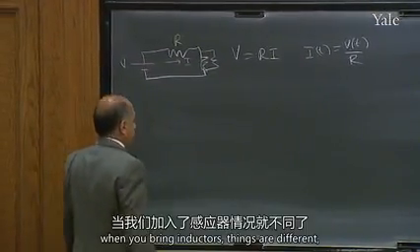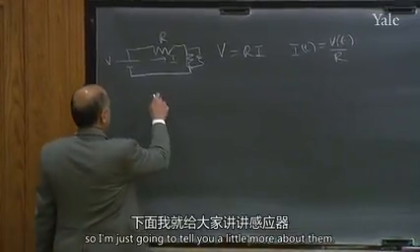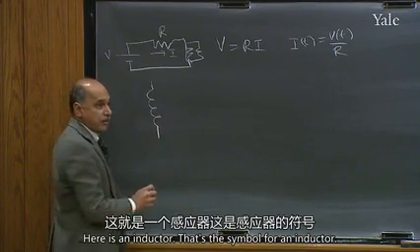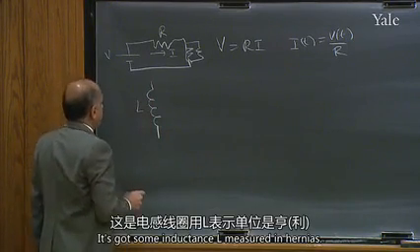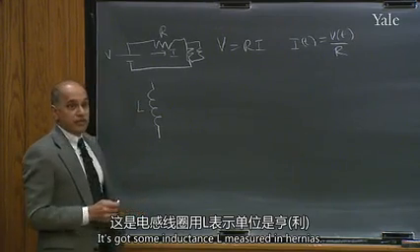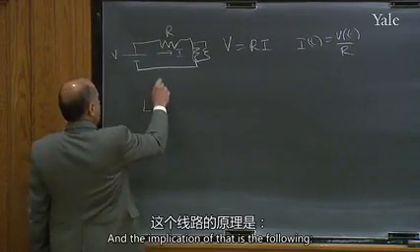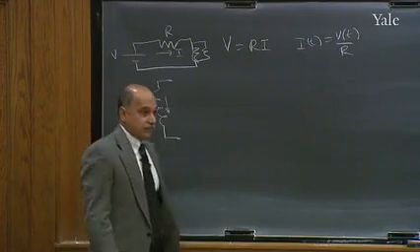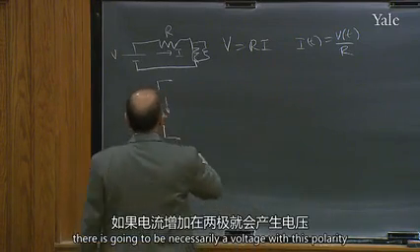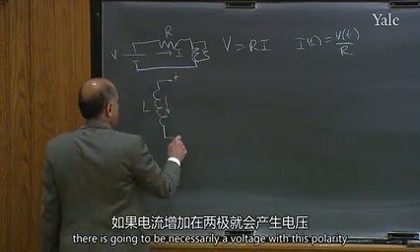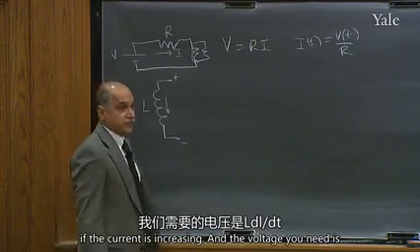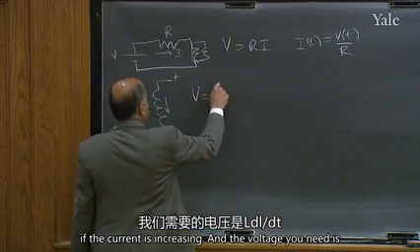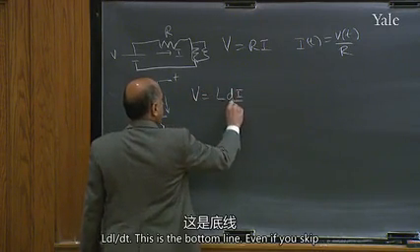But now when you bring inductors, things are different. So I'm just going to tell you a little more about them. So here is an inductor. This is a symbol for an inductor. It's got some inductance L measured in henries. And the implication of that is the following. If you have a current going through this inductor, there is necessarily a voltage with this polarity if the current is increasing. And the voltage you need is L di/dt. This is the bottom line.